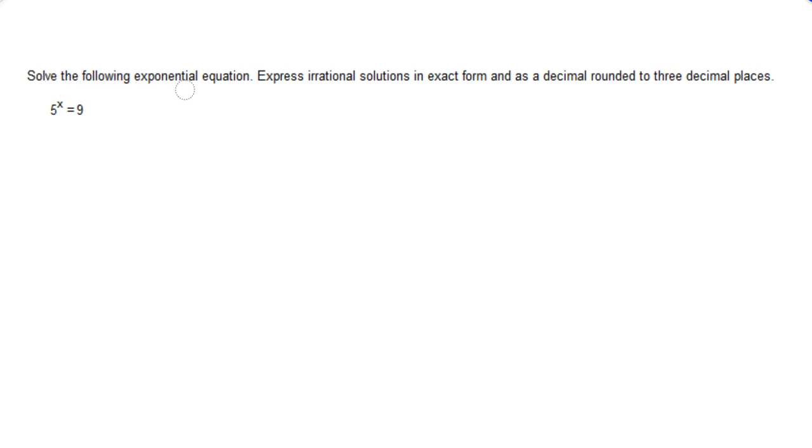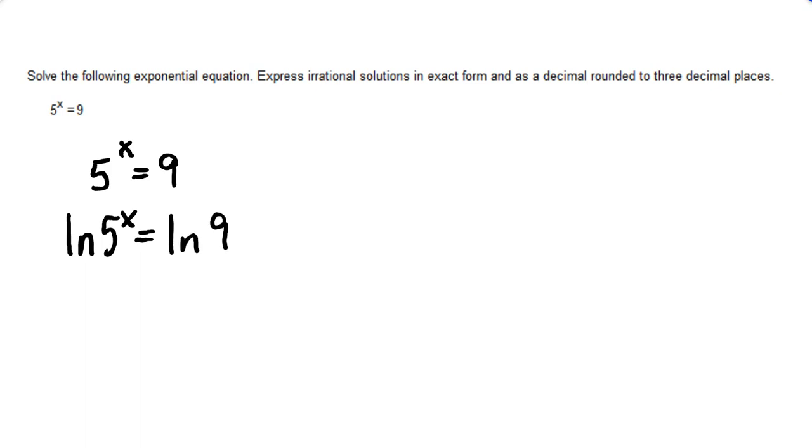Solve the following exponential equation. Express irrational solutions in exact form and as a decimal rounded to 3 decimal places. Our exponential equation is 5 to the x equals 9. The strategy I'm going to use for solving this equation is to take the log of both sides. I'm going to use natural log on the left and natural log on the right.